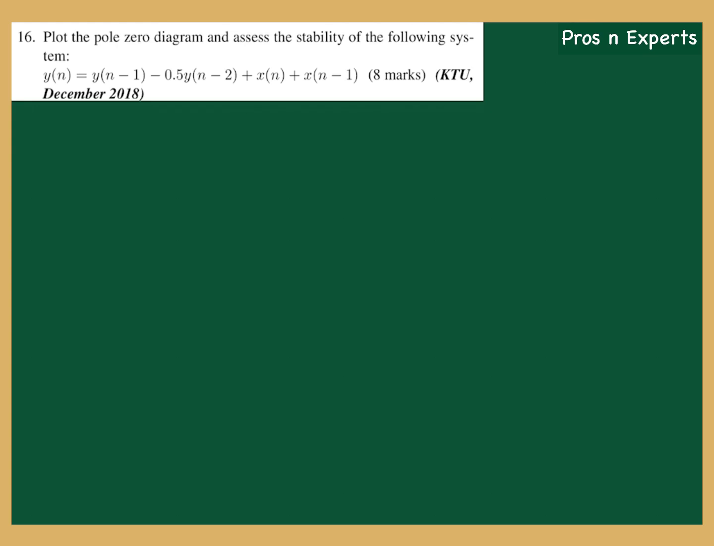Plot the pole zero diagram and assess the stability of the following system. You're given a difference equation: y of n equal to y of n minus 1 minus half y of n minus 2 plus x of n plus x of n minus 1. So the question is to plot the pole zero diagram of a system and then assess the stability.